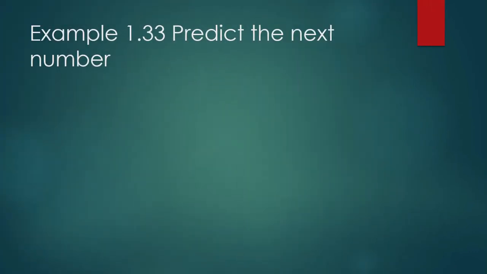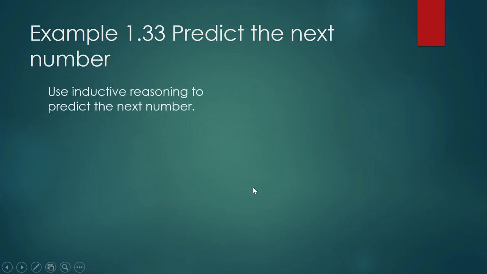So let us use inductive reasoning to predict the next number in this list. Use inductive reasoning to predict the next number. 4, 8, 12, 16. Well, it just seems so trivial. The next number here is going to be 20.